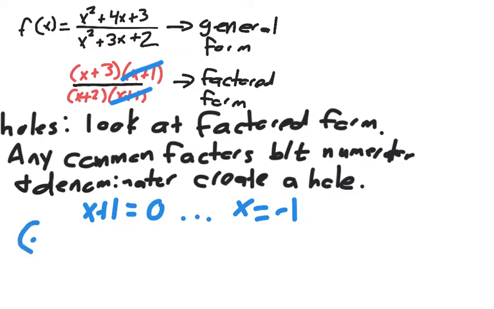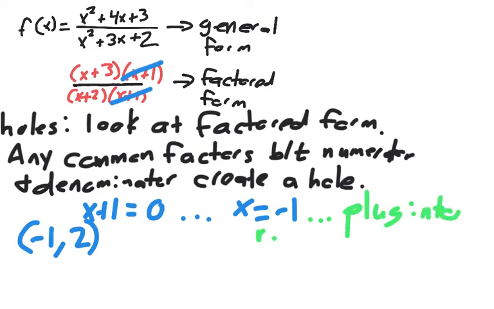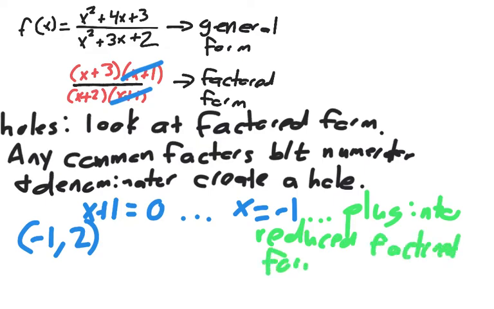Now, to find out what the ordered pair is, we're going to plug negative 1 into the reduced factored form. So I've reduced it by canceling out a factor. That means I'm plugging in negative 1 to the reduced one. So I have negative 1 plus 3, which is 2, over negative 1 plus 2, which is 1. So that would be 2 over 1, which is just 2. So that means the hole in my graph occurs at negative 1, 2. So again, just a little note. We want to plug into reduced factored form. Okay?